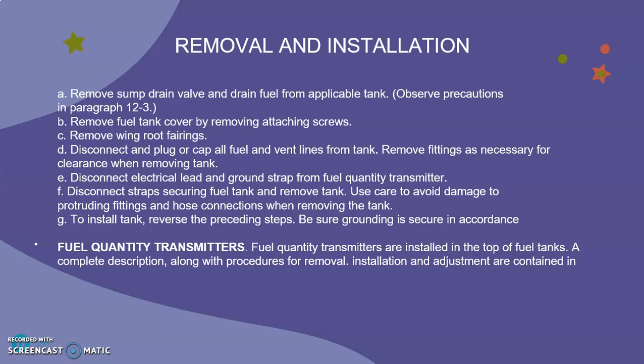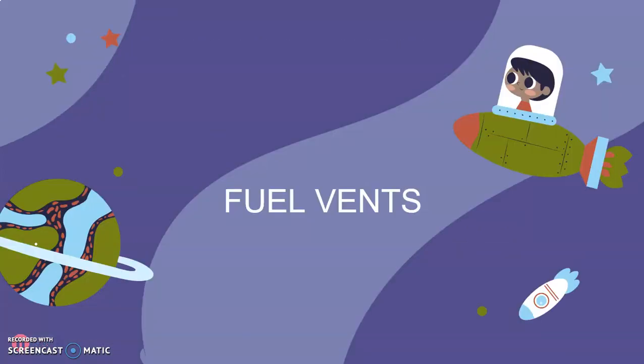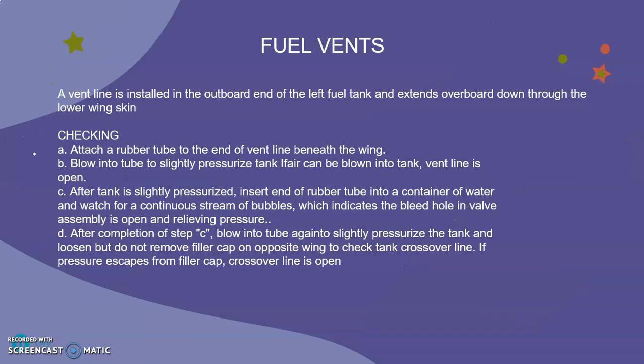So, the next part is fuel vent. A vent line is installed in the outboard end of the left fuel tank and extends overboard through the lower wing skin. If stoppage of either the fuel vent or vent line hole occurs with the engine running, the engine can lose power and eventually stop due to fuel starvation.